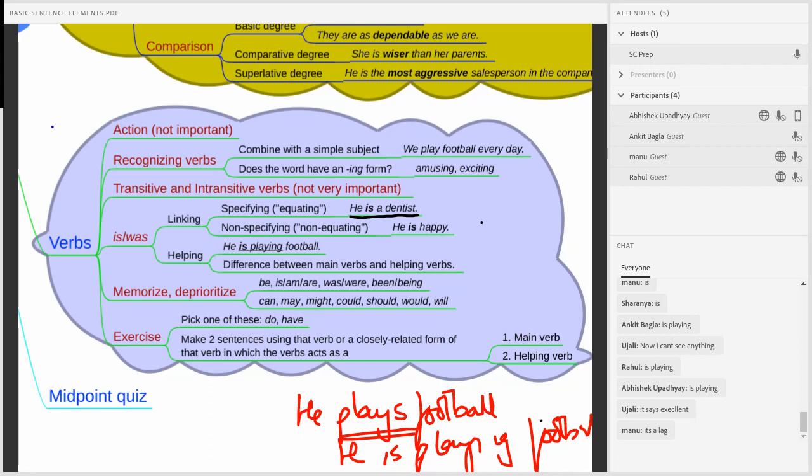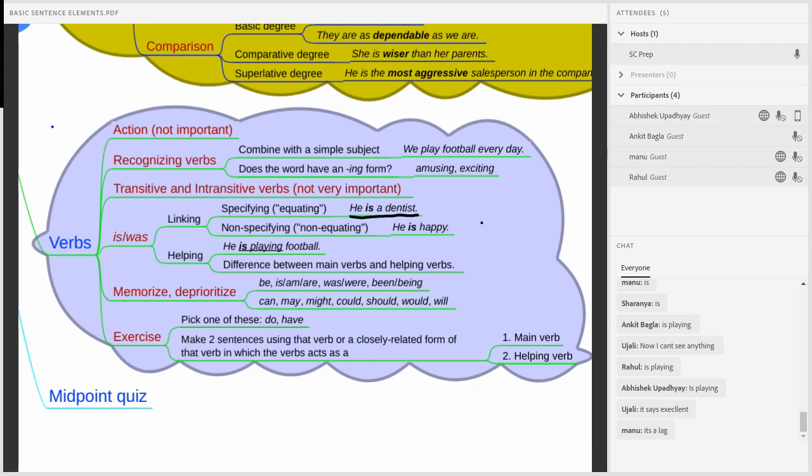Let me erase whatever I've written. So, do and have. Pick one verb and then make two sentences. In the first sentence, whatever verb you've picked needs to act as a helping verb. In the second sentence, it needs to act as a main verb. That is, it needs to alone support the subject. It should not combine with anything else.